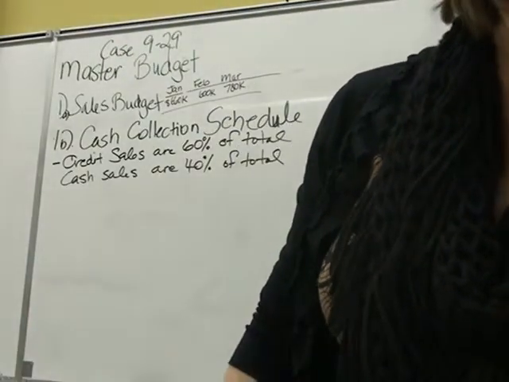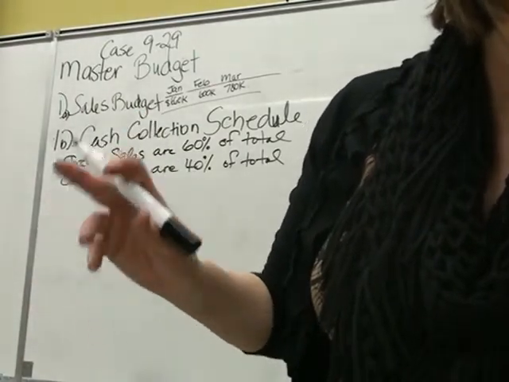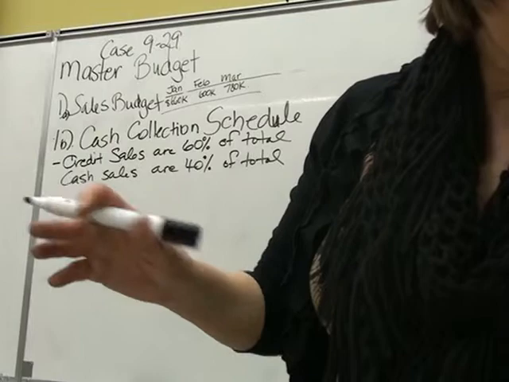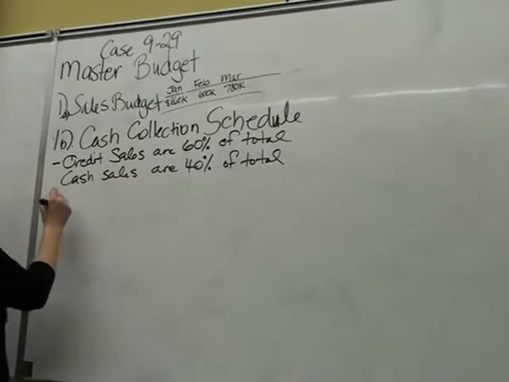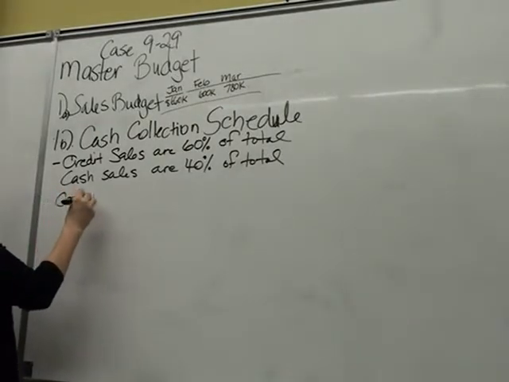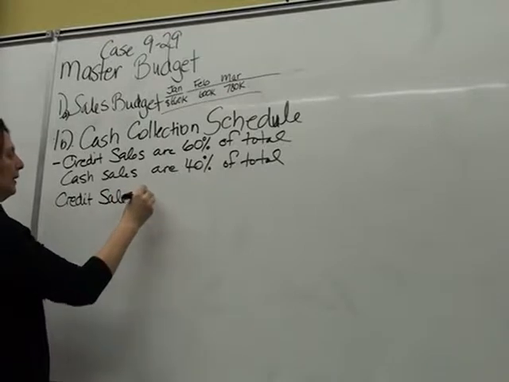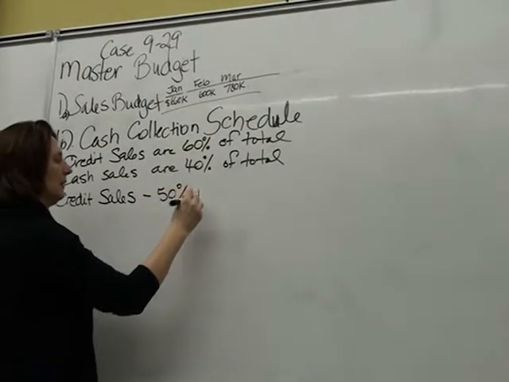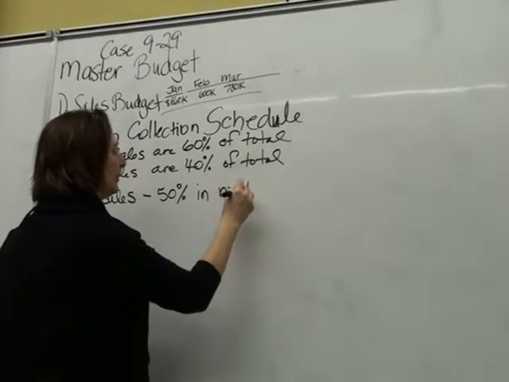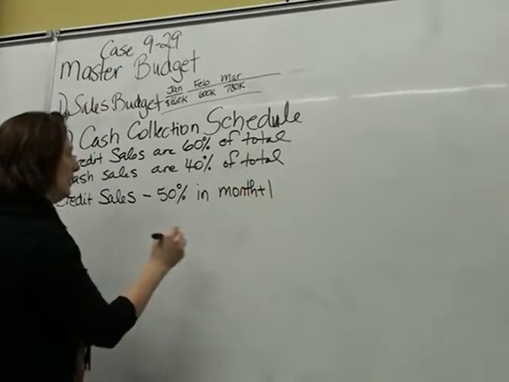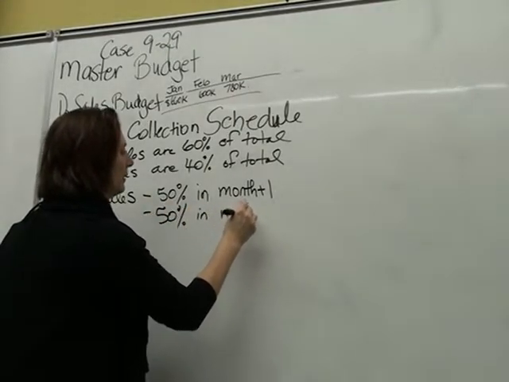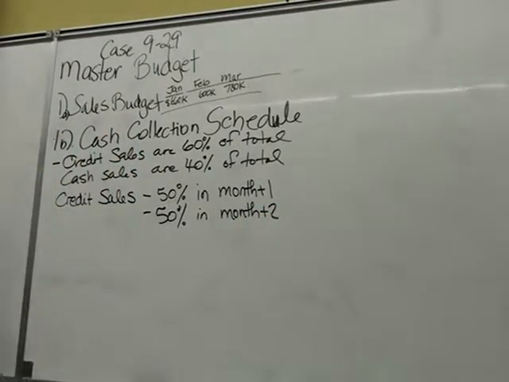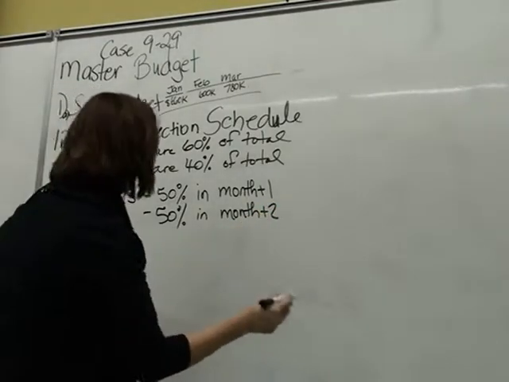And then what do they tell us about the collection of credit sales? It says the company collects 50% of the credit sales during the first month following the month of the sale. So credit sales, 50% in month plus 1, and 50% in month plus 2.